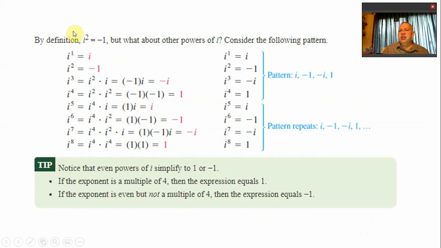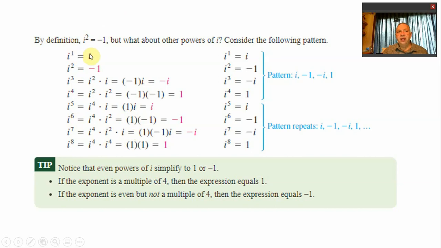So by definition, i squared is equal to negative 1. But can I do other powers of it? Well, it turns out that I just basically use the definition, and I can do all kinds of powers for this thing. I can reduce powers all the way back down. So here we represent all the powers up through 8, but you'll see this kind of repeats.